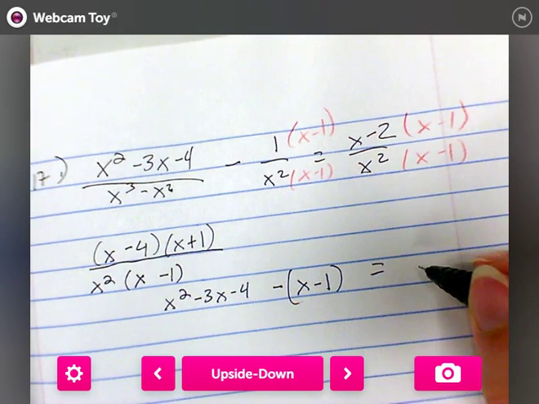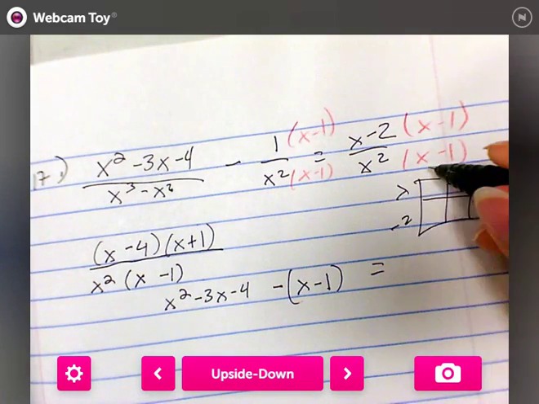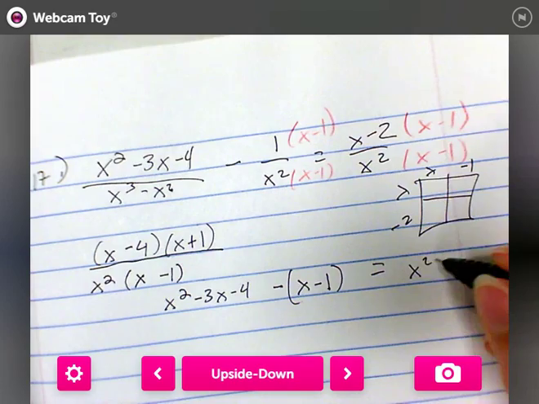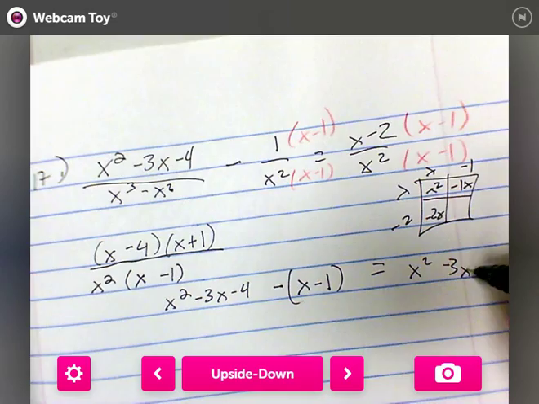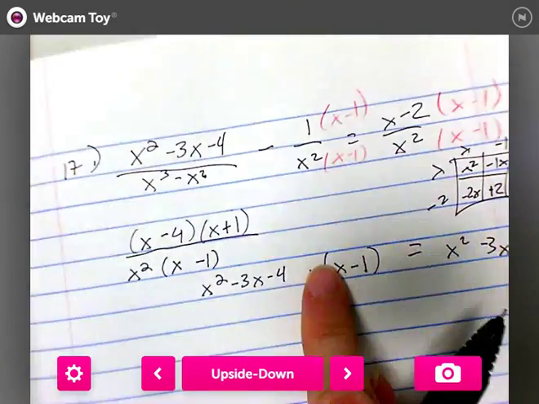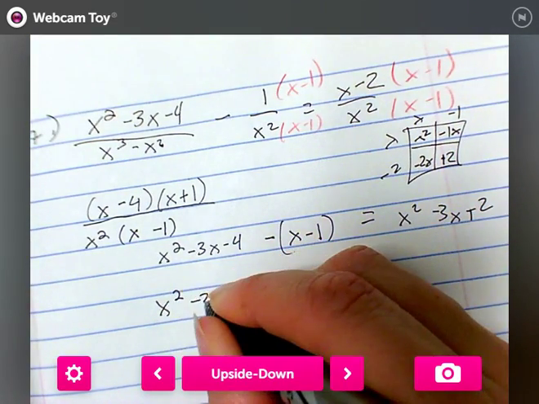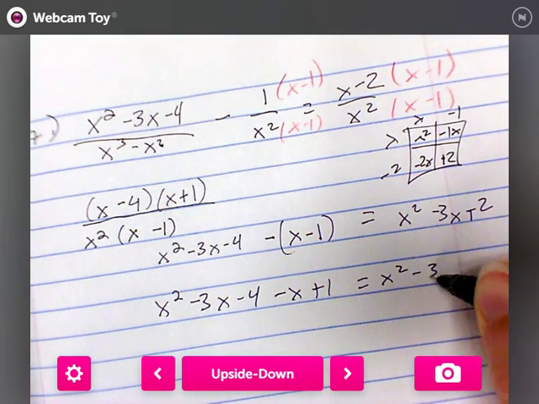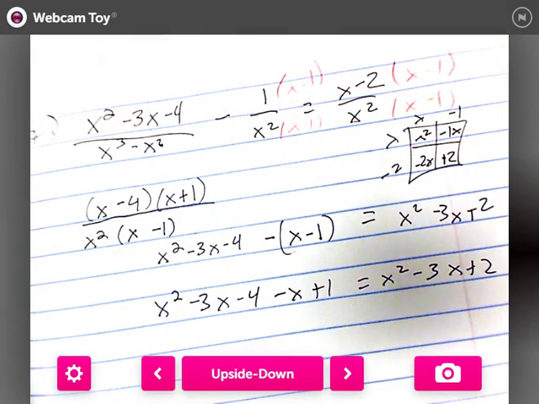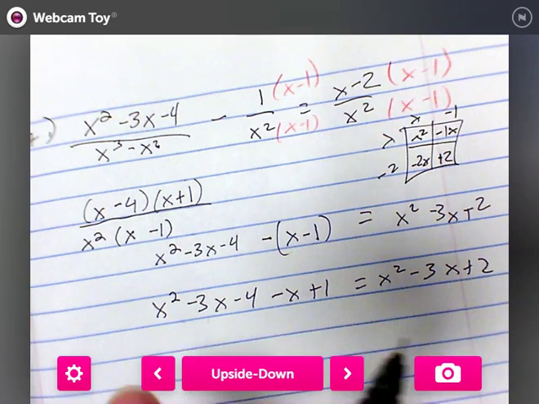equals, and I'm going to do the box out while I'm at it. And I'm going to get x squared minus 3x plus 2. Okay? I'm going to make sure I distribute this negative right here. x squared minus 3x minus 4 minus x plus 1 equals x squared minus 3x plus 2. Okay? I'm going to take all of this stuff over here and I'm going to put it over here. And then I'm going to combine like terms first.